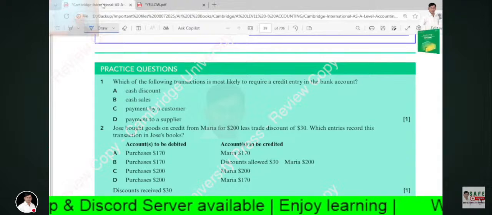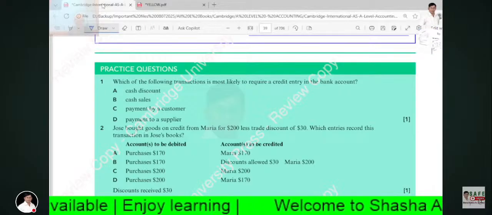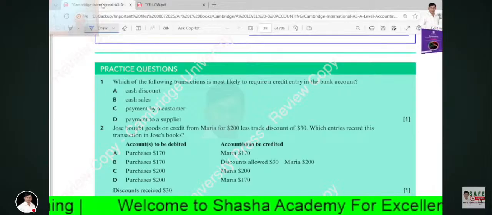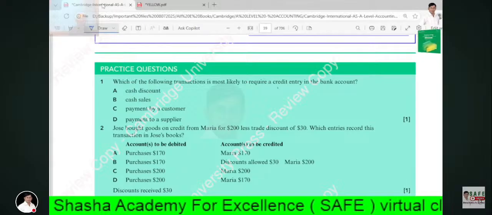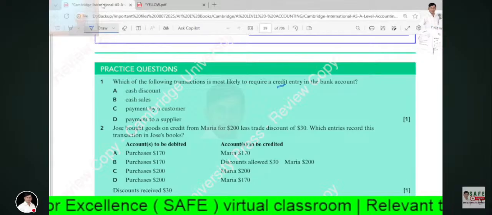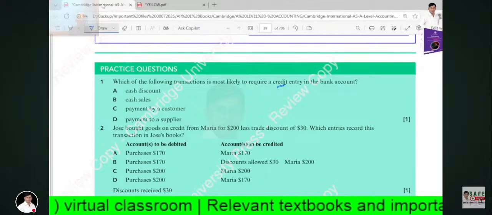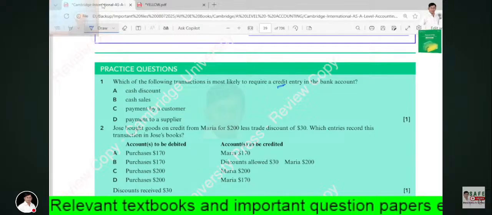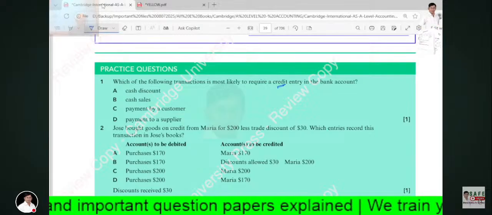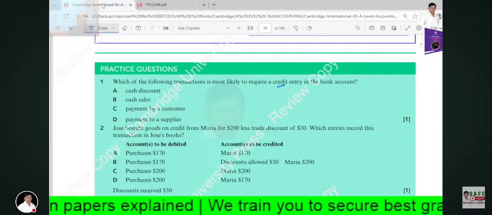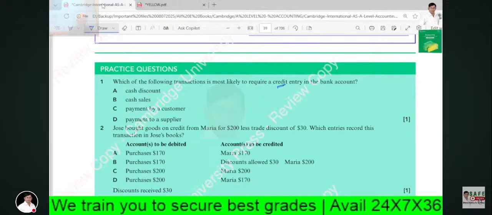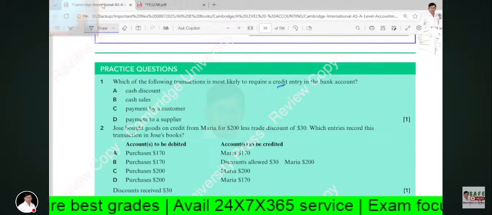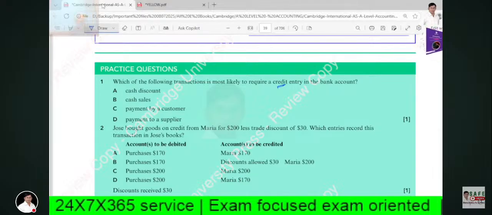Which of the following transactions is most likely to require a credit entry in the bank account? A credit entry in the bank account is nothing but a payment. Cash discount will not come because money doesn't go out or come in. Cash sales, money doesn't go out either.